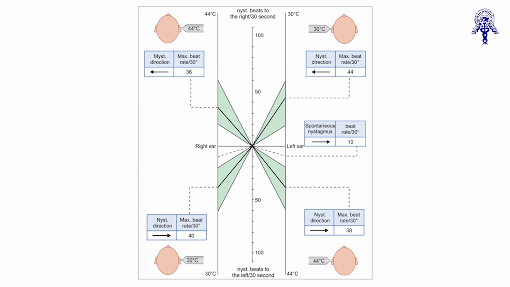Now the description will be in this fashion. This is 0 0 0 0, that means normal butterfly, normal nystagmogram. There are so many other examples also.